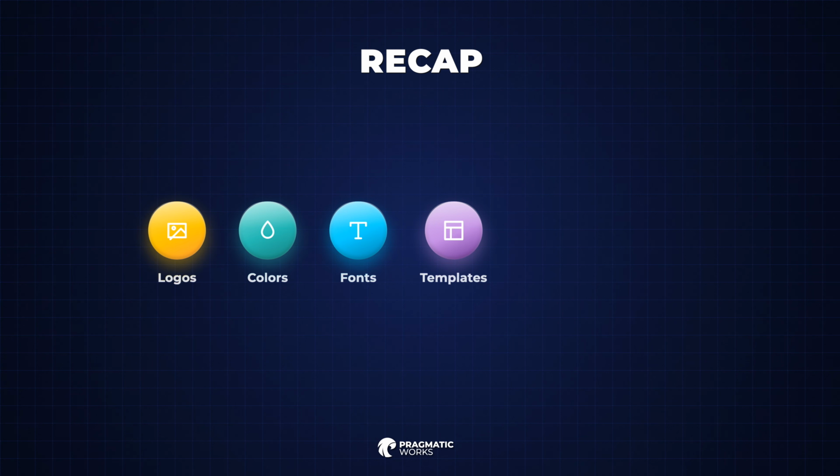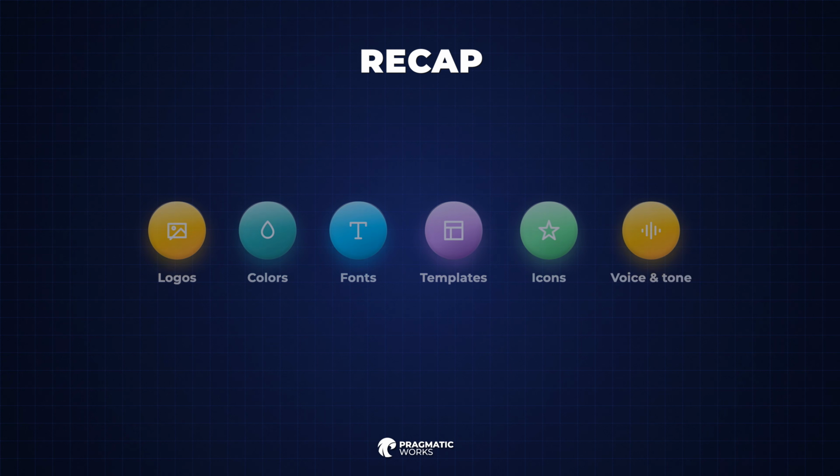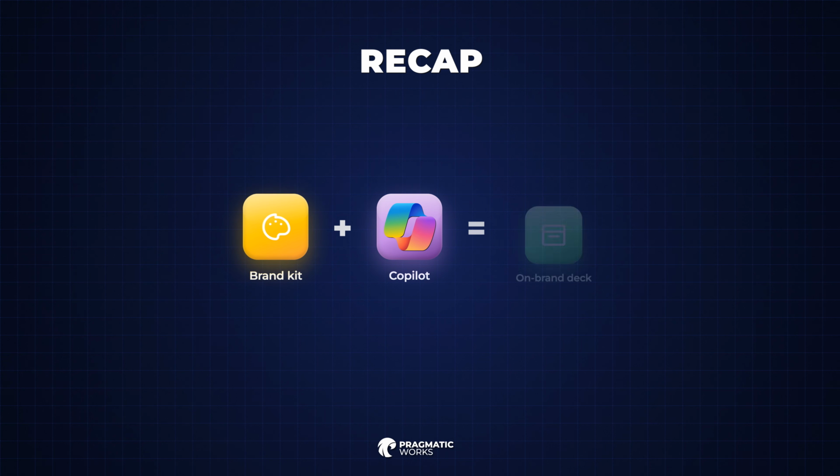A brand kit is a collection of your organization's approved brand elements. So think of your logos, the colors, the fonts, templates, icons, even your brand voice and tone. Copilot uses all of that to generate on-brand content automatically instead of you doing it by hand each time.